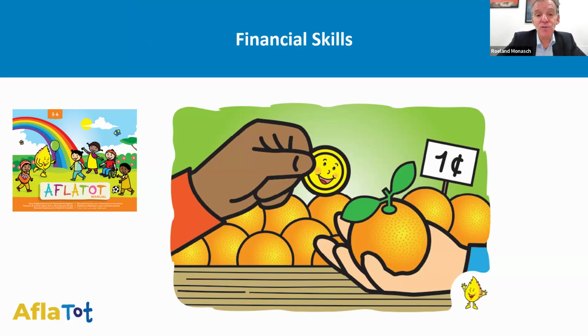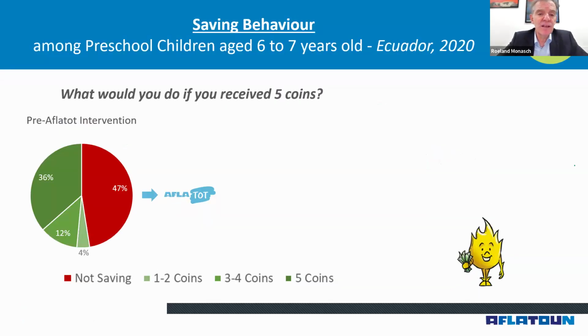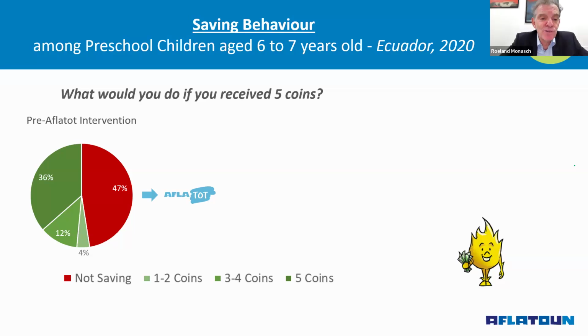With that information, I'd like to move to the financial skills. We looked at a number of studies, and the first is a very interesting one in Ecuador among children 6 to 7 years old. Before the AflaTot intervention, the children were asked, I'm giving you 5 coins. Tell us what you're going to do with it. They had some options to choose from, and one of the options was to save. What you can see is that nearly half of the children before the AflaTot program would not save even 1 coin. They would basically spend all the money immediately.